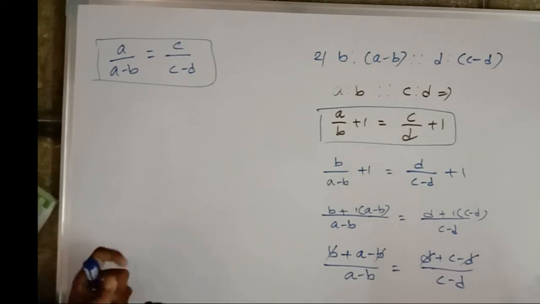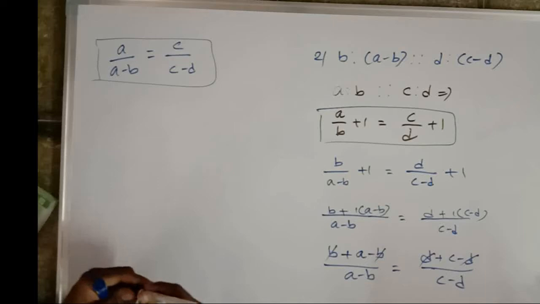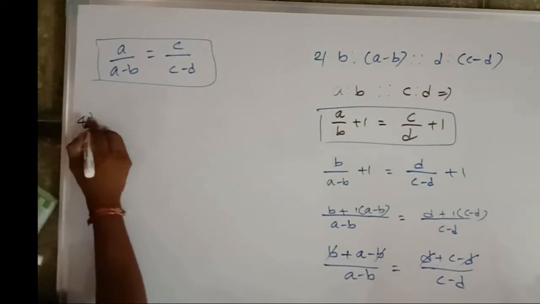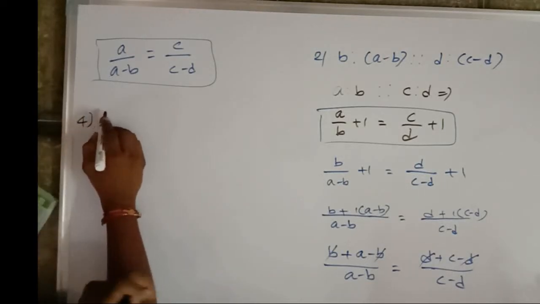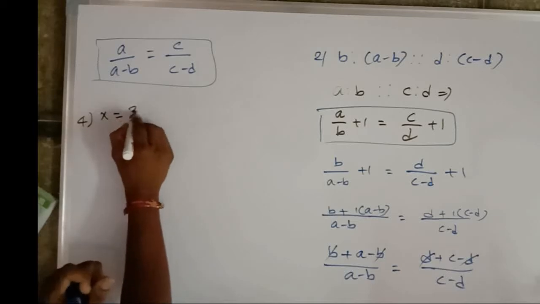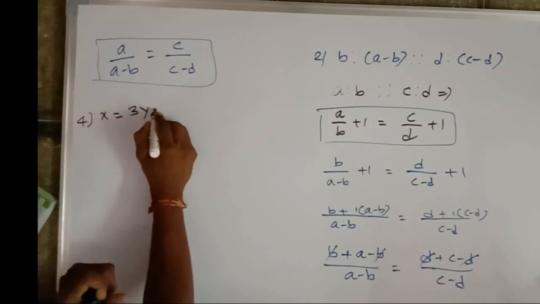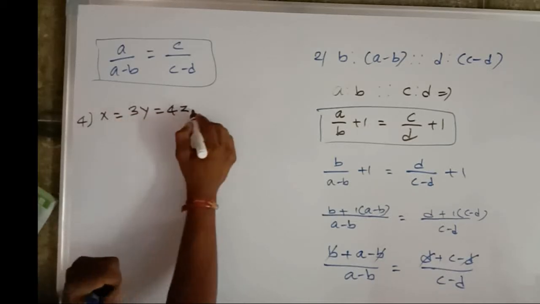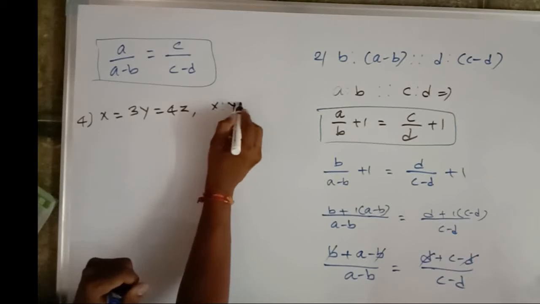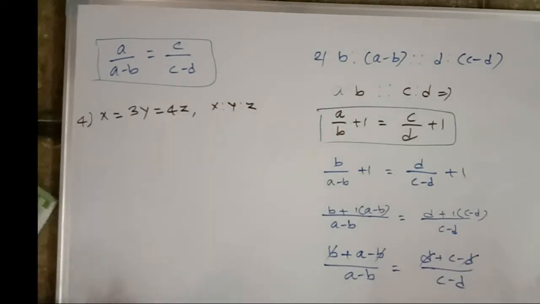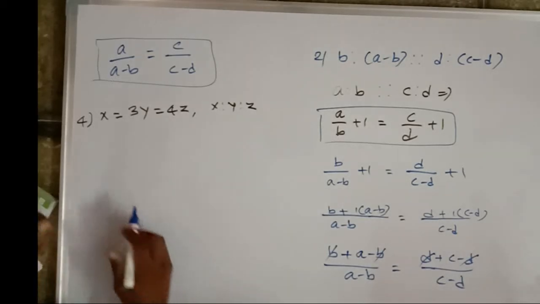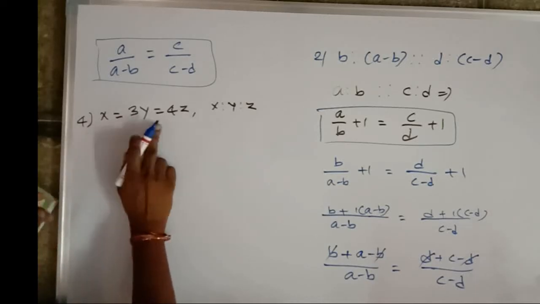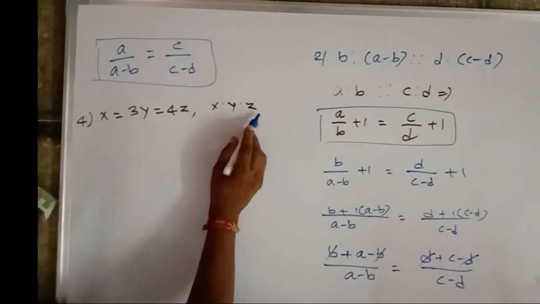The next fourth question is if x is equal to 3y equal to 4z, then I have to find the value of x is to y is to z. So here I am taking x equal to 3y equal to 4z, then I have to find the value of x is to y is to z.